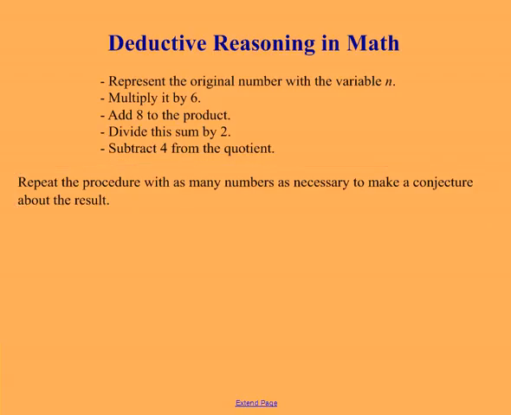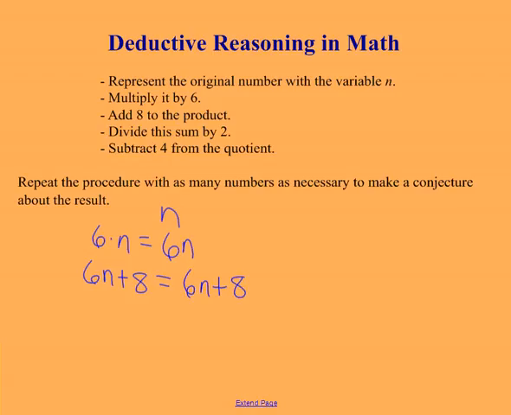Okay, so here we go. Let's use n, and we start with n, and we're going to multiply it by 6. So 6 times n is 6n. A little bit of algebra here. Add 8 to that product. So the product of 6n, we're going to add 8 to it. Well, you remember from algebra that a variable term with n and a constant term are not like terms, so we cannot combine those. So 6n plus 8 actually is 6n plus 8.